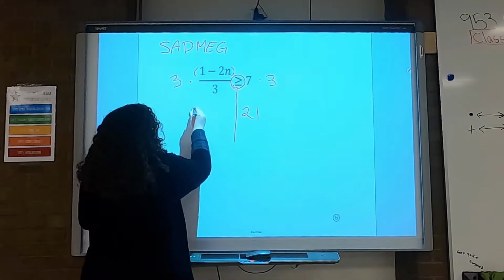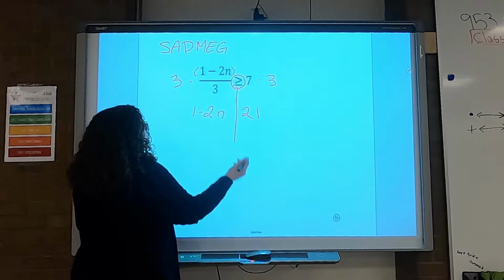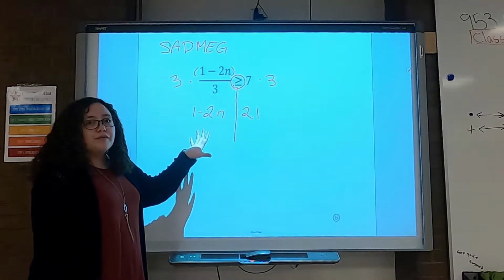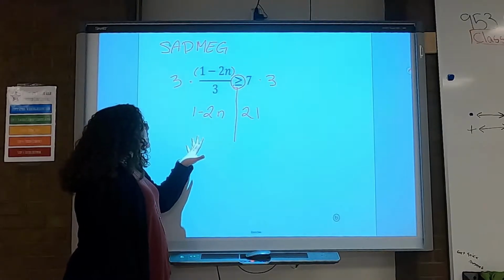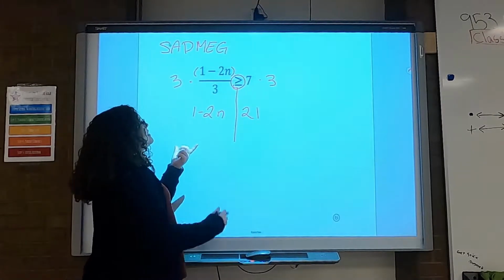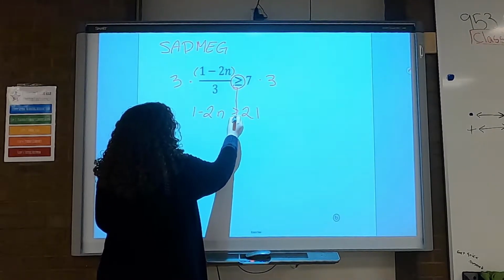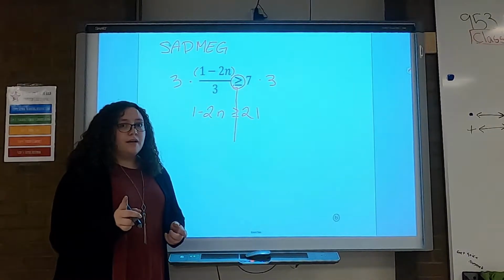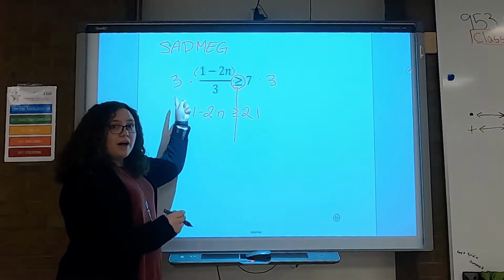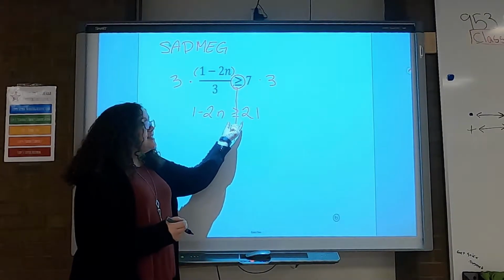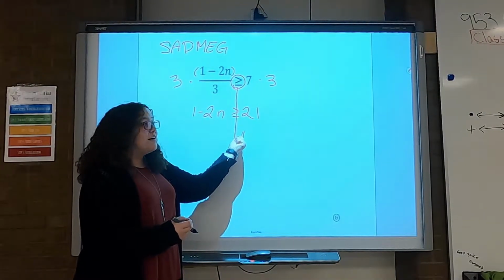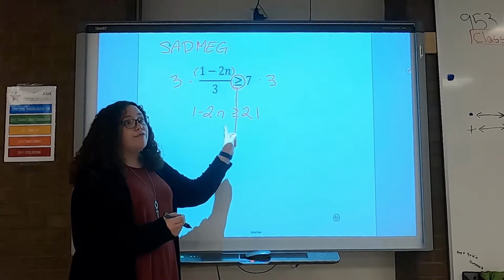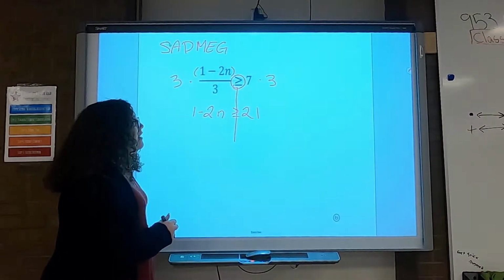21's over here. 1 minus 2n is over here. And since it's no longer a part of a fraction, we no longer need the parentheses, but I am going to go ahead and include them. The reason being, notice, we did multiply, but we multiplied by a positive 3. So the sign stayed the same, so I'm going to write it again to remind myself that it is the same thing so far. Notice I said so far.